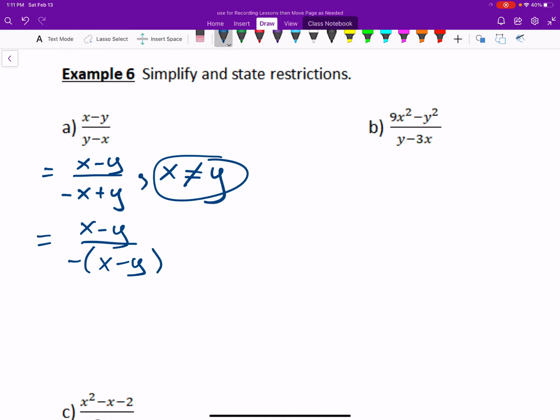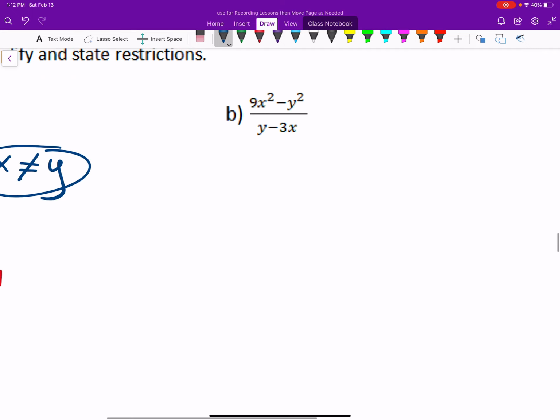And now I have the exact same thing on the top as I do on the bottom. The x minus y on the top would cancel the x minus y on the bottom. I still have that minus sign there though, don't I? So I'd end up with 1 over negative 1, which of course just reduces to negative 1. So they don't cancel exactly. In this case, they have opposite signs. So let's be careful with that.